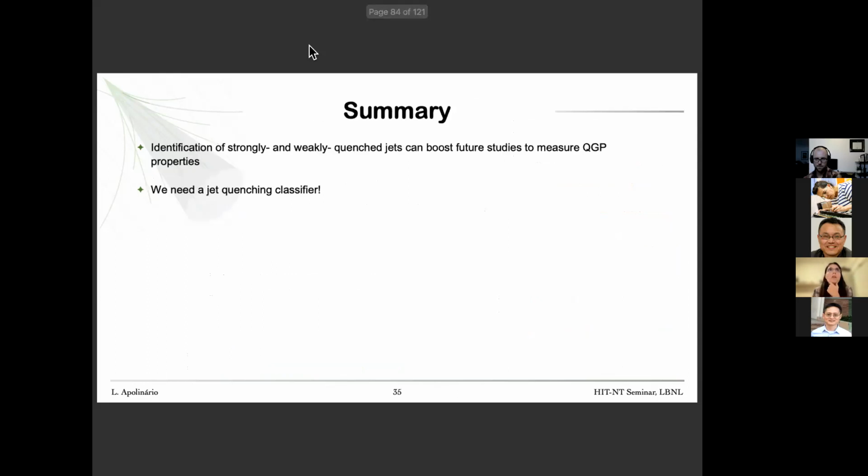But regardless, I think we can say that the formation time can indeed be used also as a jet quenching classifier. So as a summary, I think that the identification of these classes of jets, strongly quenched and weakly quenched, can really help us to understand exactly what's going on, even more in the light systems. Because if we understand clearly what is happening in the more strongly quenched cases, we can perhaps try to constrain our models more and reduce the uncertainties when extrapolating now to weakly quenched scenarios. And for that, we need a jet quenching classifier.